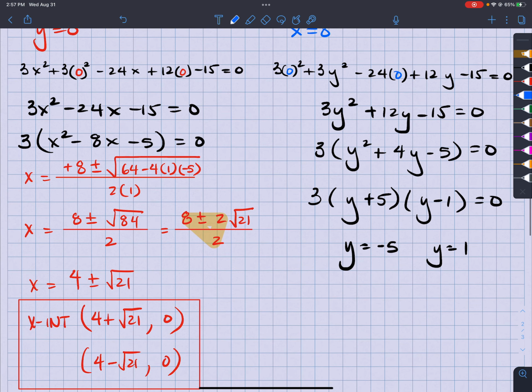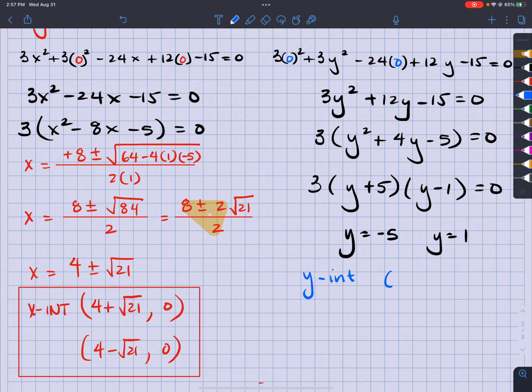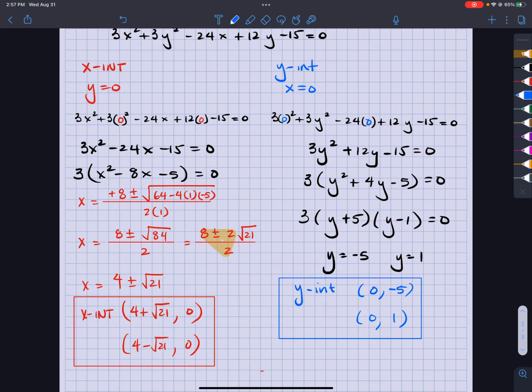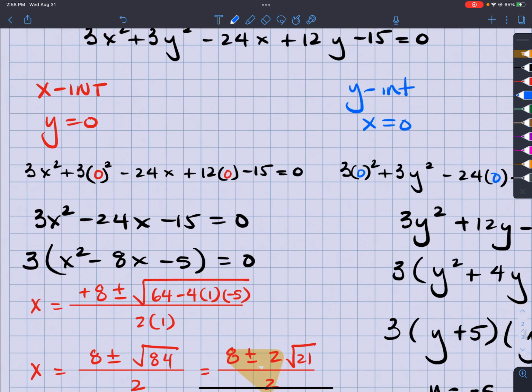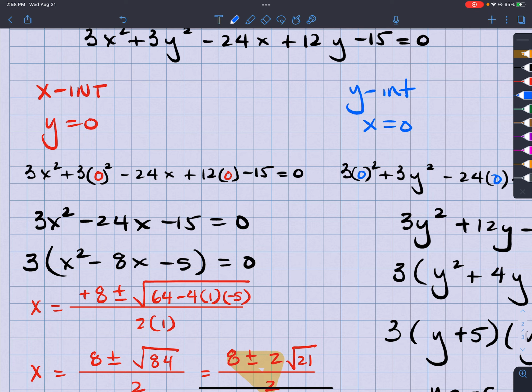So my y-intercepts are going to be at 0, negative 5, and 0, 1. So there will be my intercepts right there. Okay? So at any point in time, it can always ask you for the intercepts. So please be careful and know the fact that for the x-intercept, y is equal to 0, and for the y-intercept, x is equal to 0.